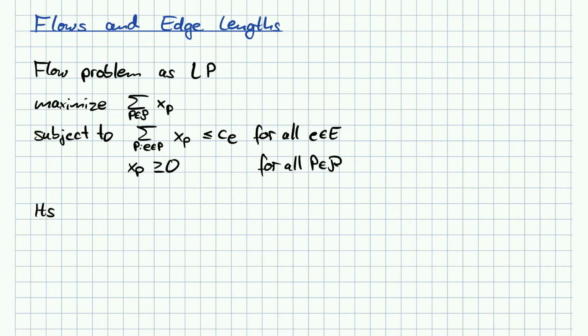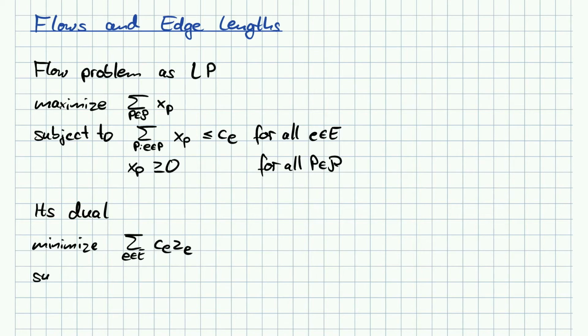Now let's see what its dual LP will look like. It is the following problem. We now have a variable for each constraint that we had before. So before we had a constraint for each edge, which means now we have a variable for each edge. I'm calling these Z_e now.